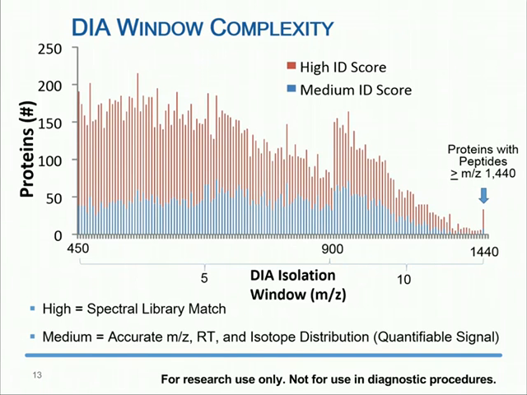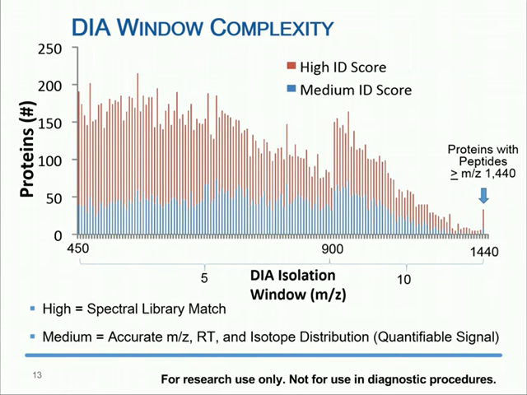So overall, one of the things that we want to do as we're tuning this experiment is to look at the complexity of the window. And so one of the ways that you can do this is extracting out the total number of proteins that are represented by peptides within a particular window of mass to charge.